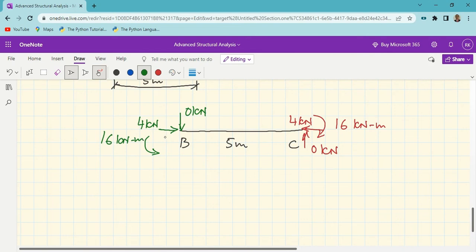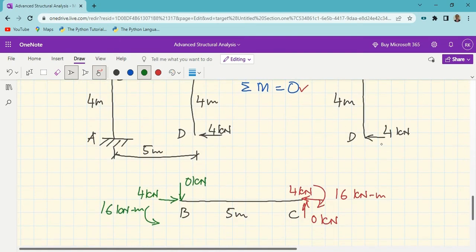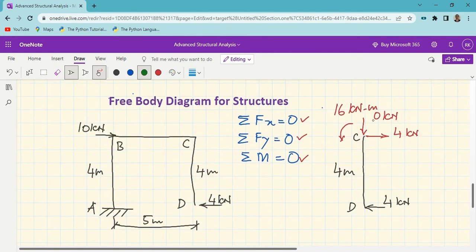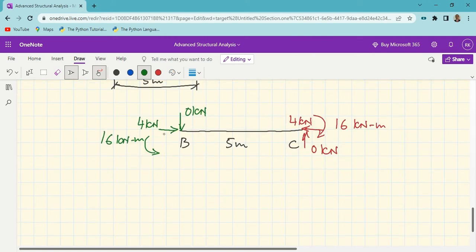Now this BC member is balanced. First, I have balanced member CD by balancing the forces at C. Then I have balanced joint C by transferring equal and opposite forces from CD to BC. Same forces, same joint C, equal and opposite forces. Then I balance the member BC by balancing the forces at joint B. Now you must have judged it right. My next step is drawing the free body diagram of AB.